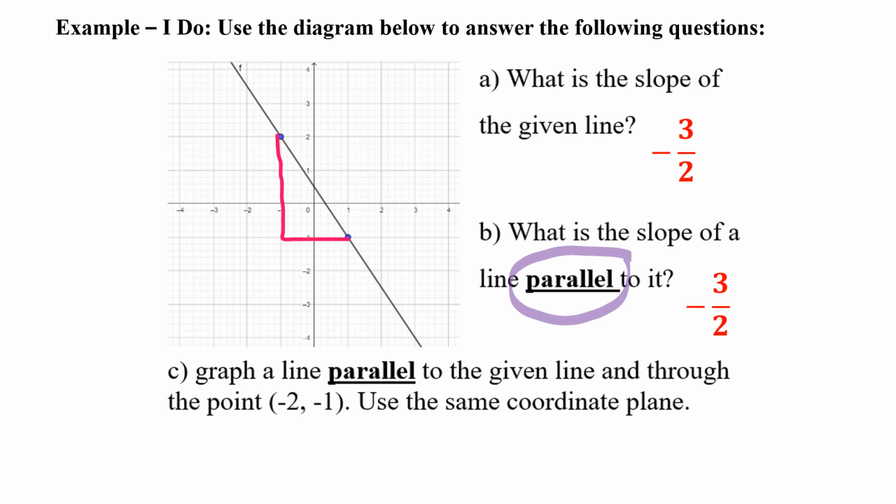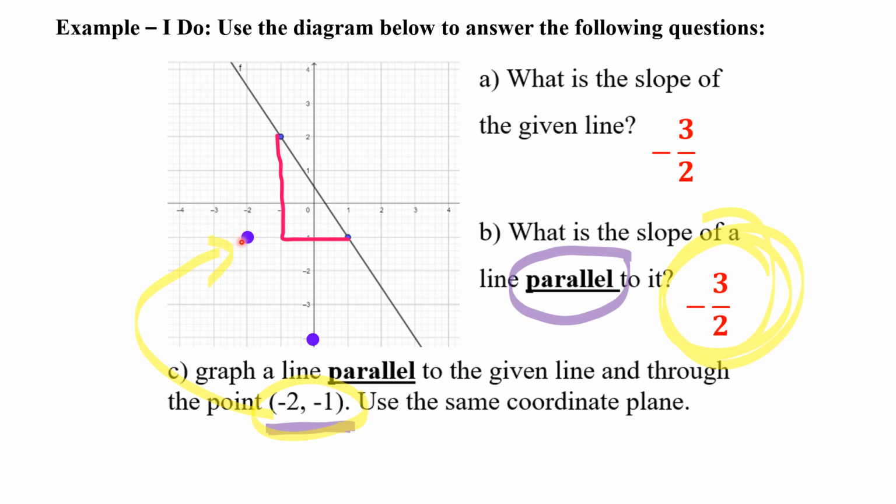Then it says, graph a line parallel to the given line through the point -2, -1. So I'm going to draw that point, -2, -1, right? So we see this point right here. I just drew right there, -2, -1. Then I'm going to move my slope. Well, what's my slope? -3/2.